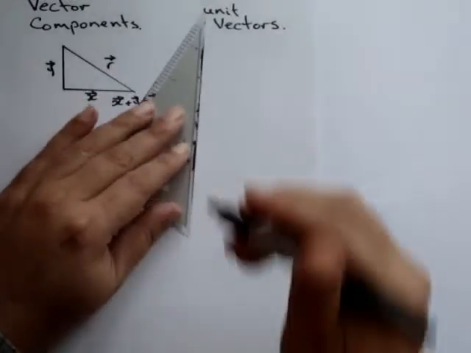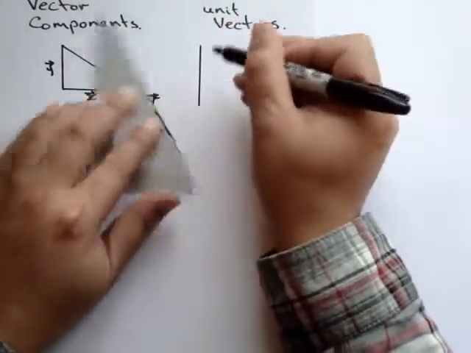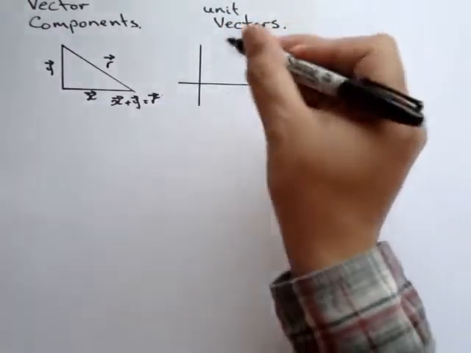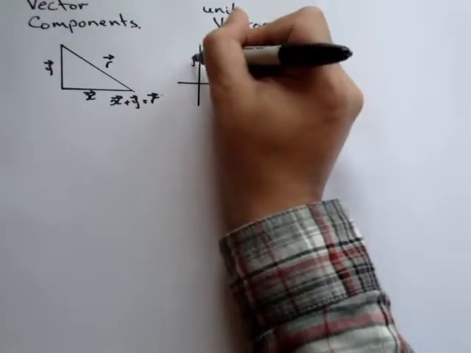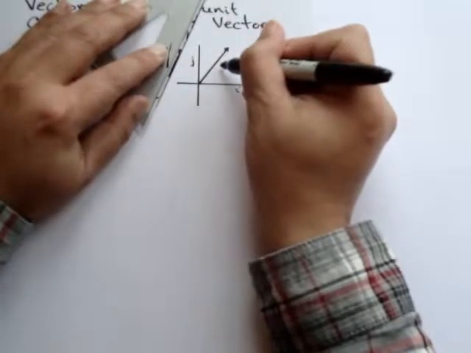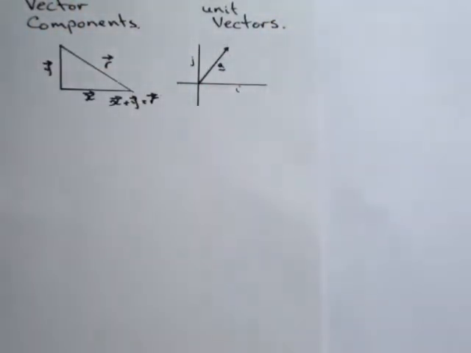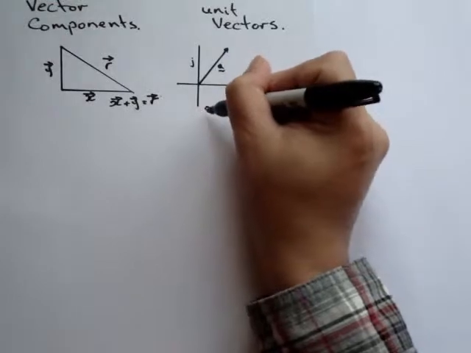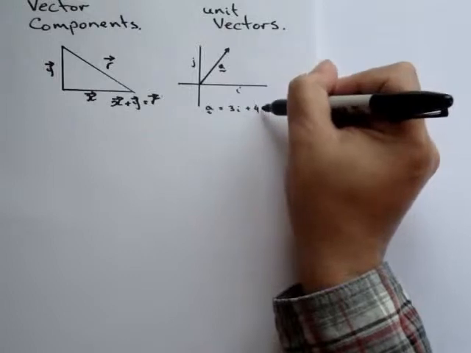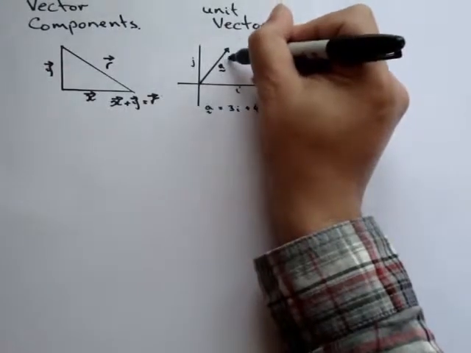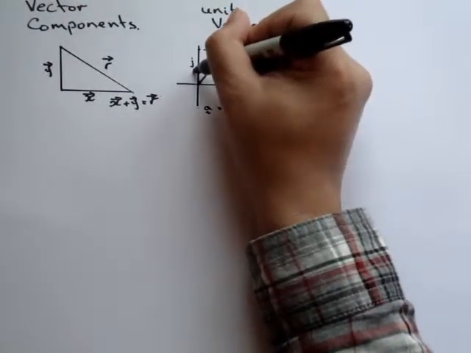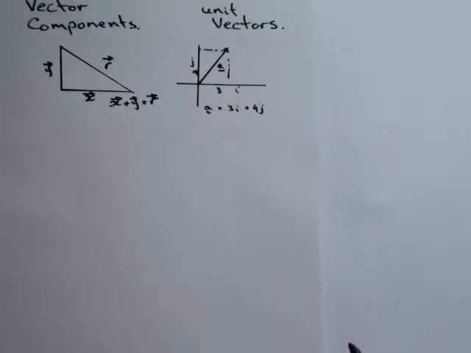If we have a look at this in our vector form with our axes as i and j, and this being our vector A, then A is 3i plus 4j. So 3 along the i-axis and 4 along the j-axis.